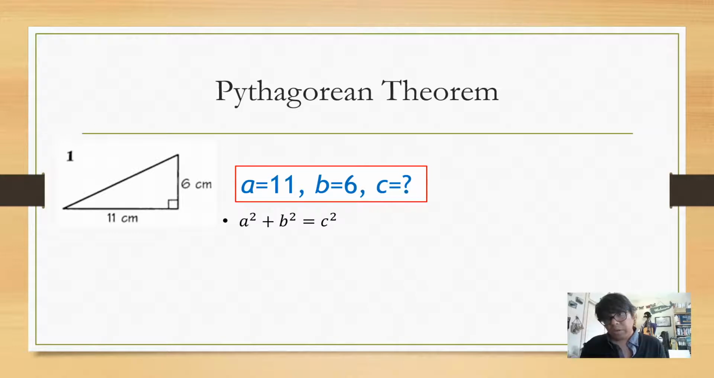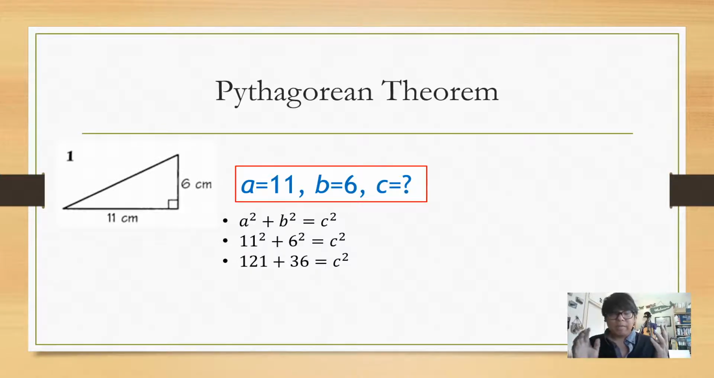Next step, you're going to put the numbers that we just figured out into the Pythagorean theorem. So a is 11, and b is 6, so 11 squared plus 6 squared equals, well, c is a question mark, so we don't actually put a question mark there. We're just going to leave the letter c and keep it squared. So we get 11 squared plus 6 squared equals c squared. Now we're going to perform any arithmetic we need to do. 11 squared is 121, and 6 squared is 36, giving us the equation 121 plus 36 equals c squared.